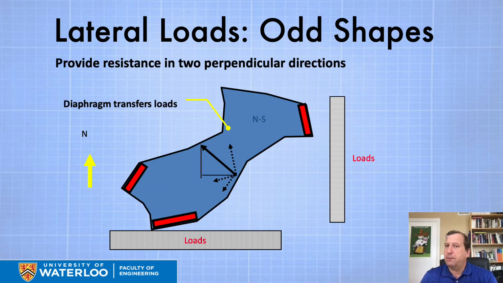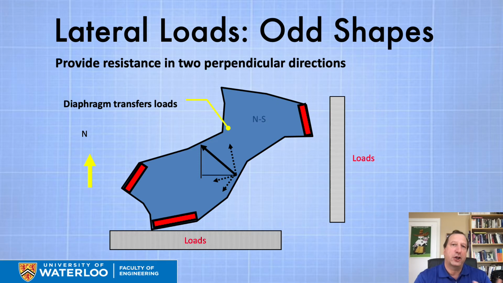Complex building shapes can easily be managed, and you don't need to have just two orthogonal load-resisting systems. It's just that we will resolve, using vectors, of course, and trigonometry, the x and y resistances to match the x and y imposed loads. And this allows us to have odd-shaped in-plan buildings.